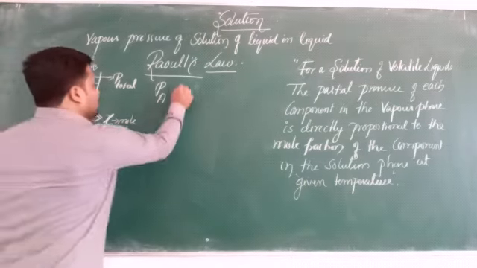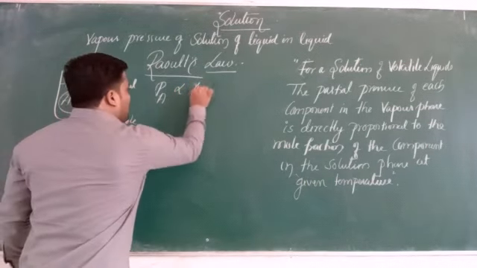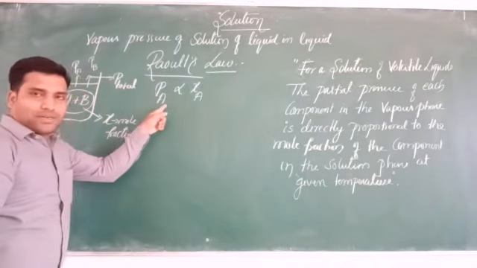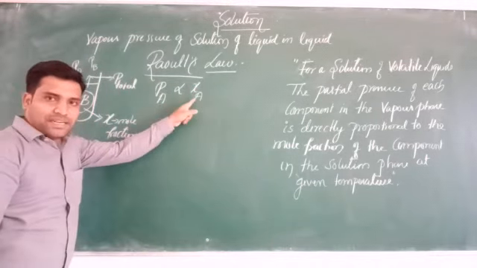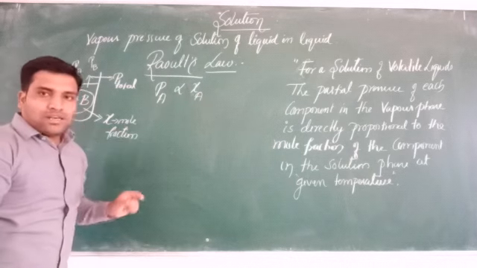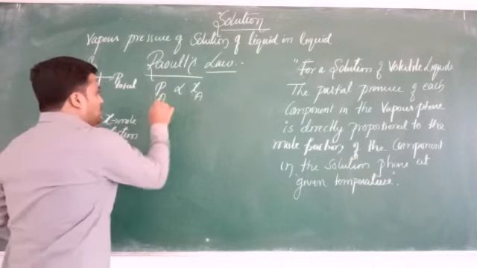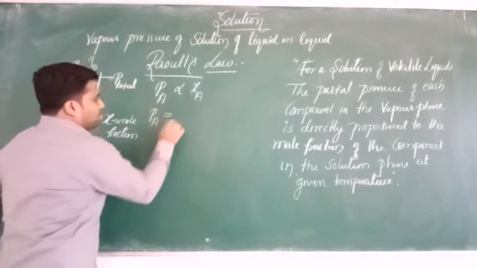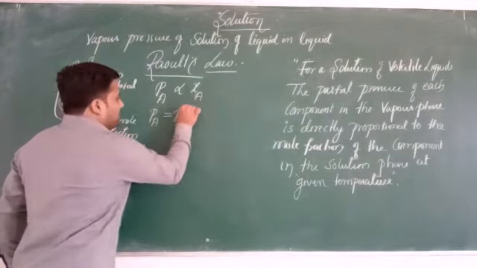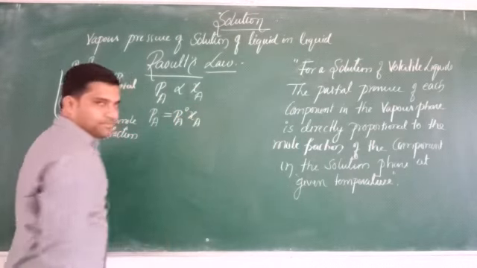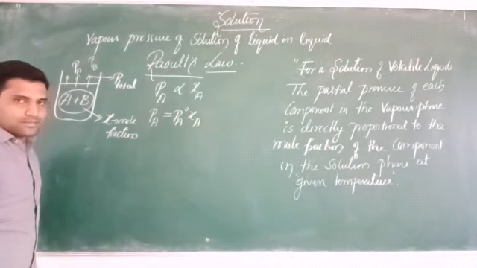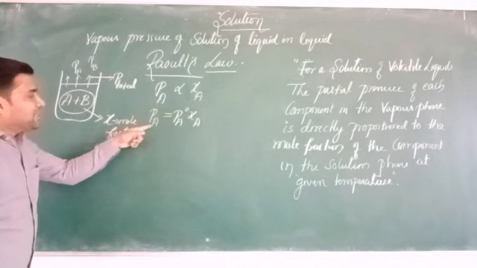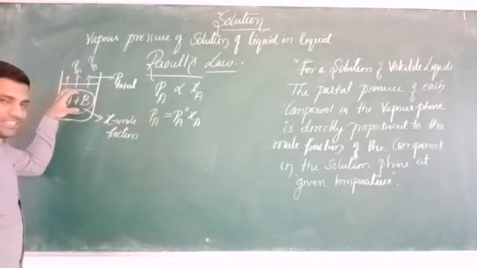Okay, it is directly proportional to the mole fraction of that component. That means for component A, it is the mole fraction of component A. Okay, so this is Raoult's law. If we remove this proportionality, then PA is equal to PA naught into XA. So this is the partial vapor pressure of an individual component which is present in the mixture.